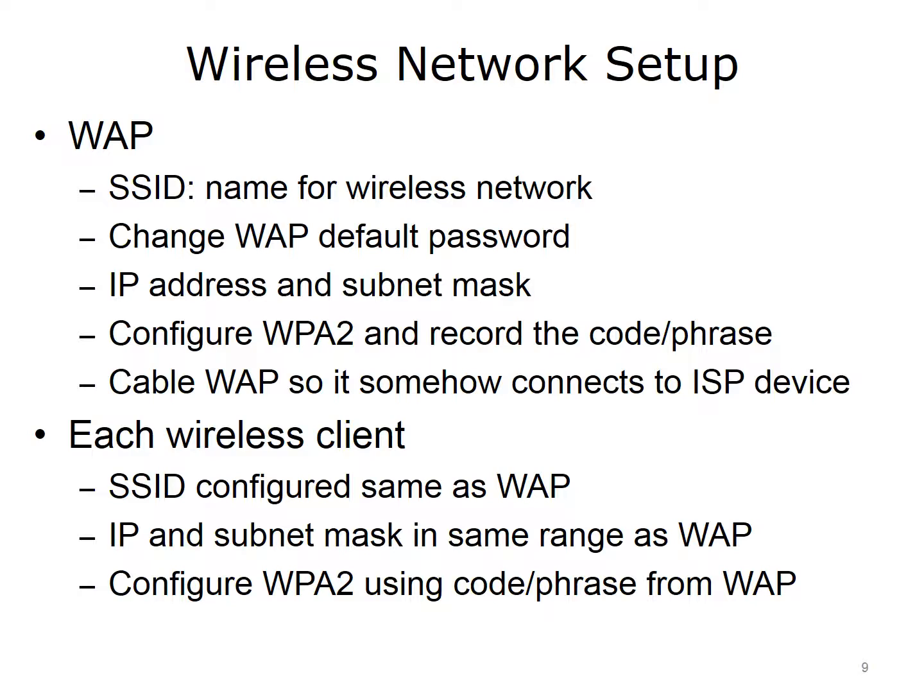Next, attach the cable between the WAP and the ISP device. You will need to configure each wireless client. One configuration is to ensure that the wireless client has the same SSID configured on the WAP.